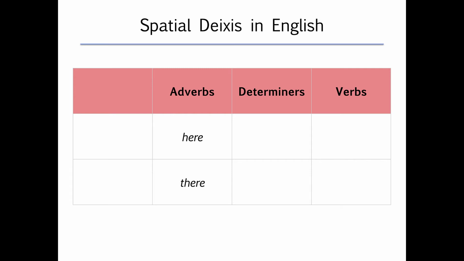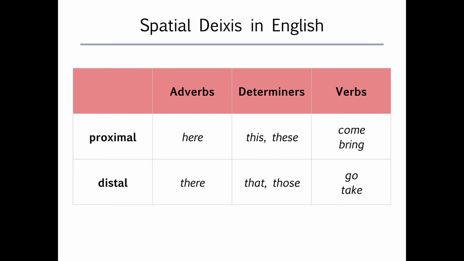English has some pairs of deictic expressions that depend on location. Here indicates some relative proximity to the speaker, while there means something that's farther away from the speaker. The linguistics labels for this near-far distinction are proximal and distal. The English demonstrative determiners also make a distinction between proximal and distal. This and these refer to things that are closer to the speaker, and that and those refer to things that are farther away. English even has verbs that express this distinction. Come and bring refer to moving towards the speaker, while go and take mean moving away from the speaker.